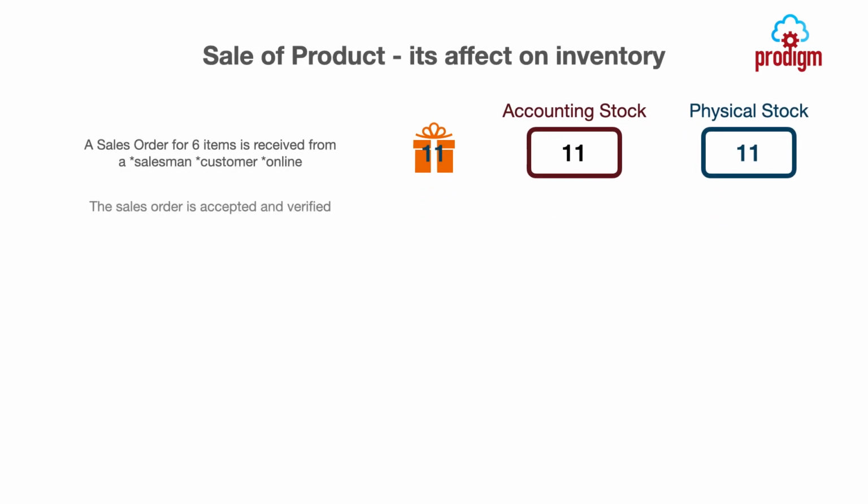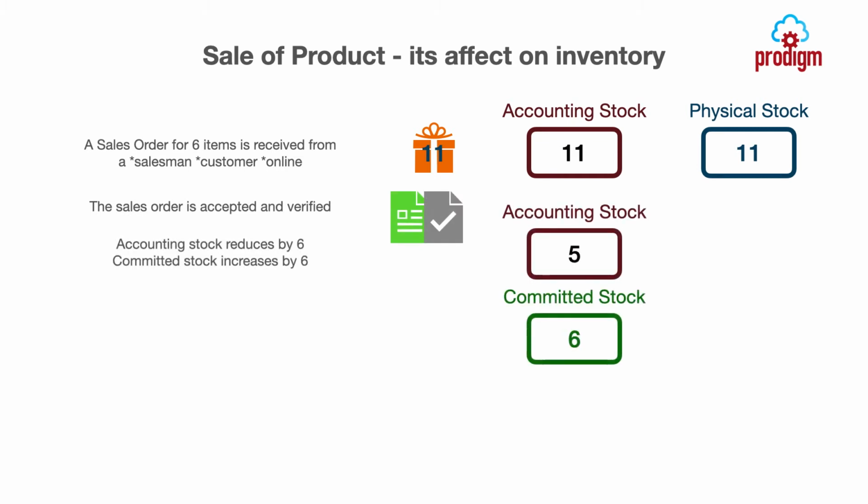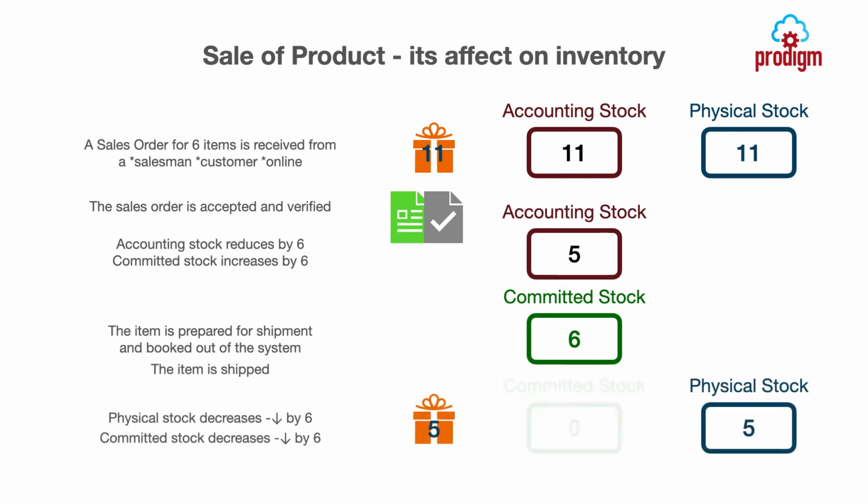Let's use some of the numbers we've used previously. So a sales order for 6 items is received. Your accounting stock is 11 and your physical stock is 11. If a sales order is accepted and verified, then the accounting stock reduces by the number that is required on that sales order. In this case, we're taking 6 from 11, which leaves us with 5.